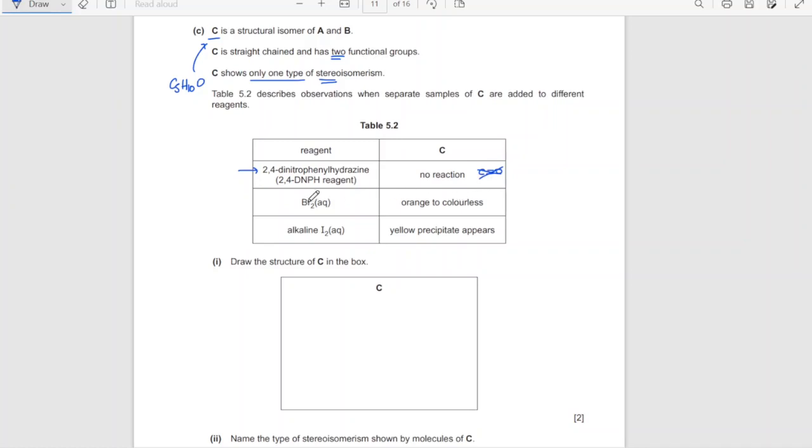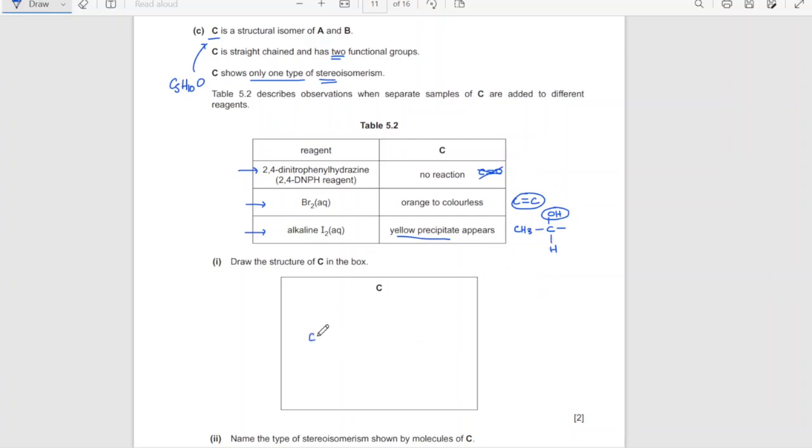It says bromine turns orange to colorless, so that means we have a C=C somewhere. And alkaline aqueous iodine gives us the yellow precipitate that we're looking for. But remember, because we don't have C=O, instead of the CH3CO that we were looking at earlier, the other group that gives us a yellow precipitate with alkaline aqueous iodine is CH3CHOH. So now we have two functional groups, the OH and the C=C.